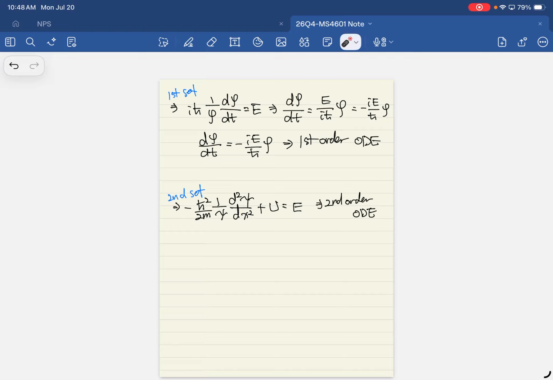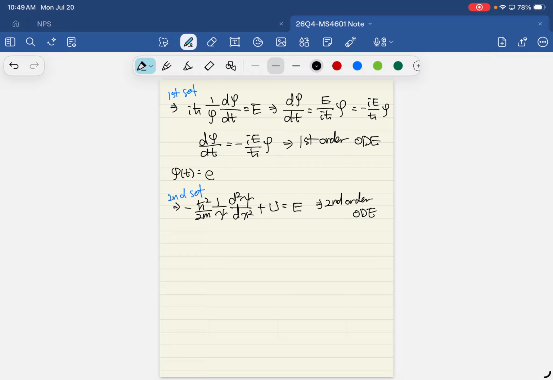If you look at this first order ODE first, we know what the solution is. The guessed solution is e to the minus i E over h bar t. That is the general solution form, and you can actually verify that. You can plug it in here and see what happens.